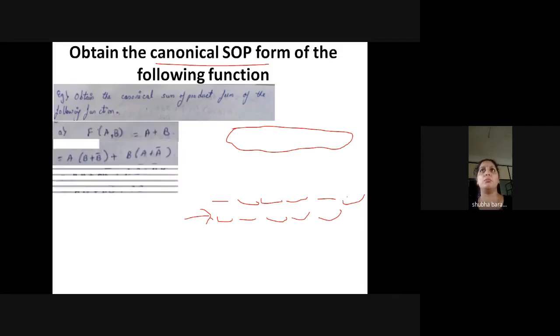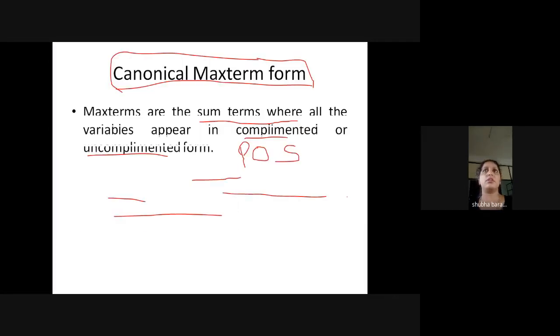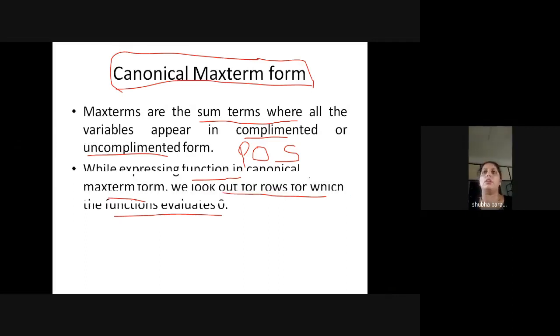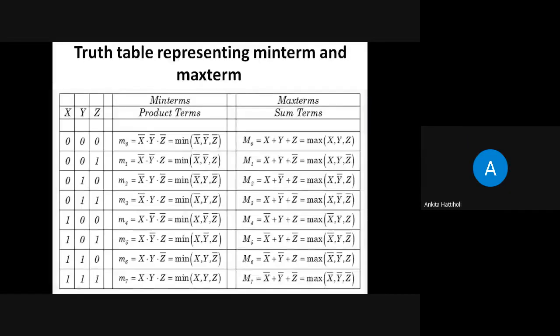So in max term, what happens is we check for the functions which give you 0 instead of 1. Is this point clear? Yes, ma'am. Okay, so you can see this.